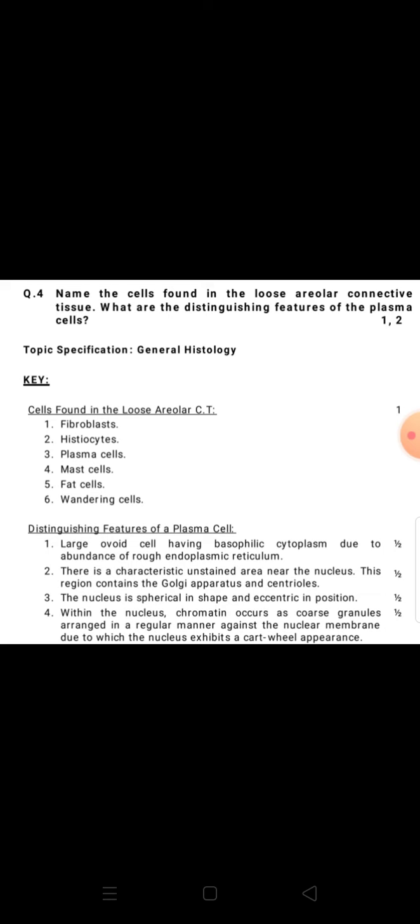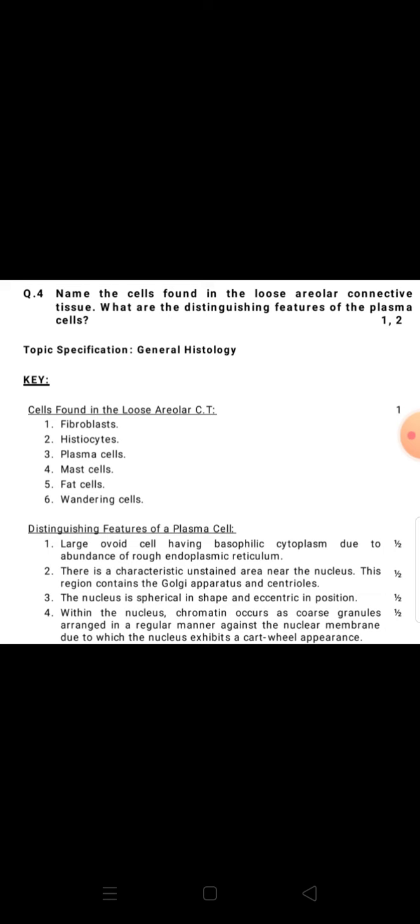First, name the cells found in loose areolar connective tissue. There are 6 types of cells. Number 1, fibroblast. Number 2, histiocyte. Number 3, plasma cell. Number 4, mast cell. Number 5, fat cell. And number 6 is the wandering cells. Now come to the second part.